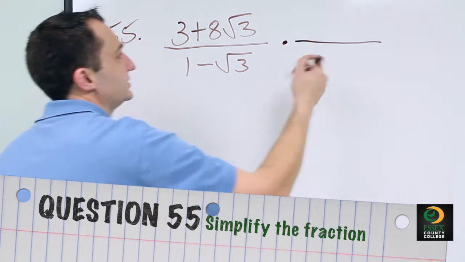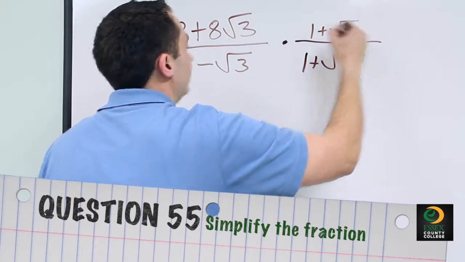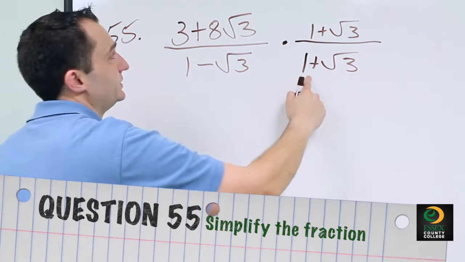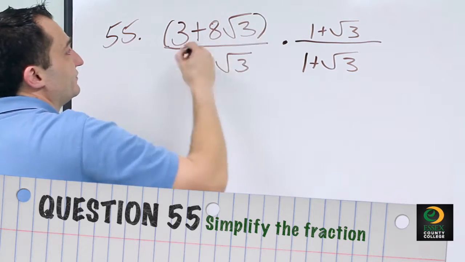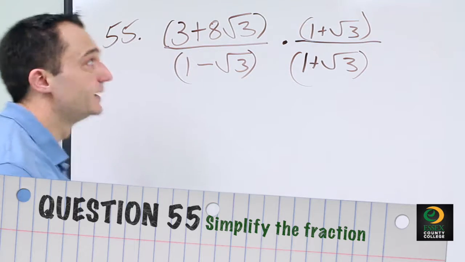Since this is a minus, we're going to have a plus top and bottom. If this was a plus, for example, then this would be a minus. Now we have to FOIL each of these terms: first, outer, inner, last.